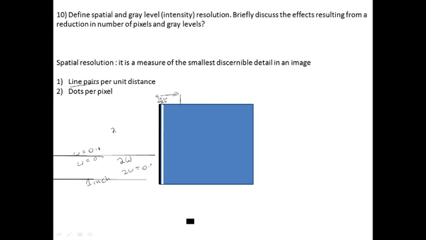Similar to that, instead of line pairs we can make use of dots per pixel. This is the other way of measuring the spatial resolution, and it is the most commonly used way. So instead of taking lines, we consider dots.